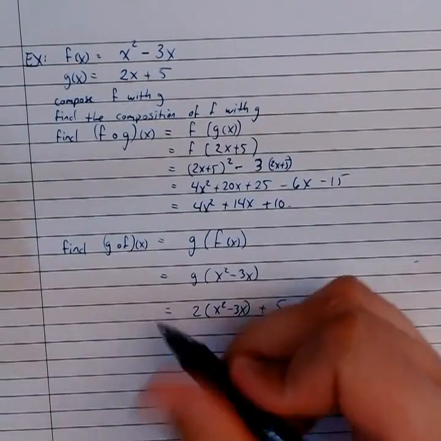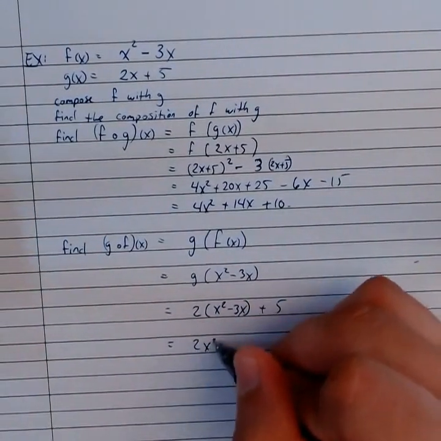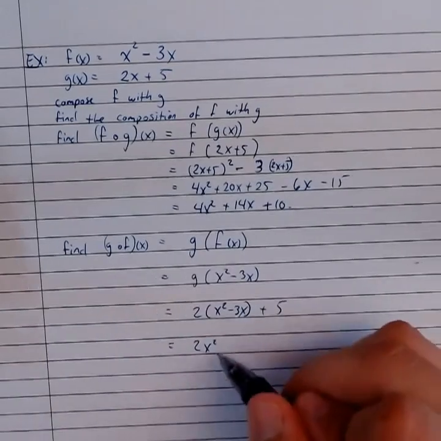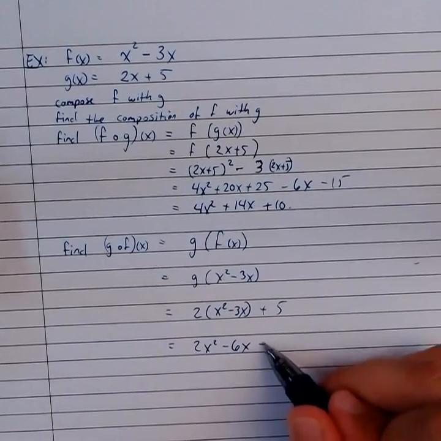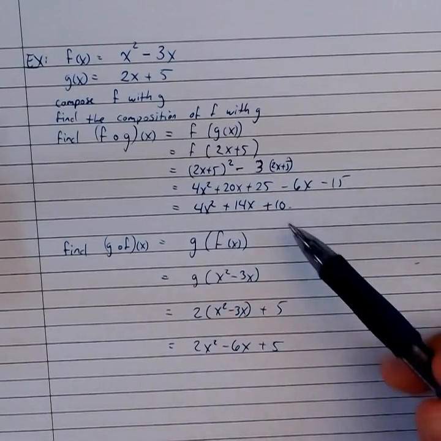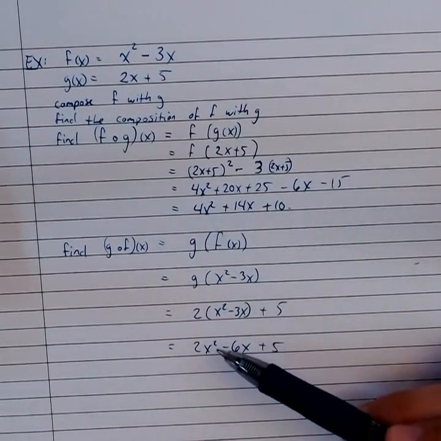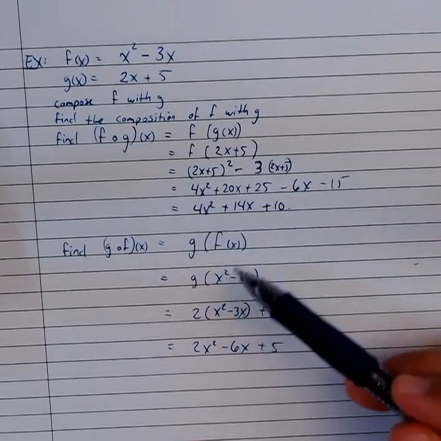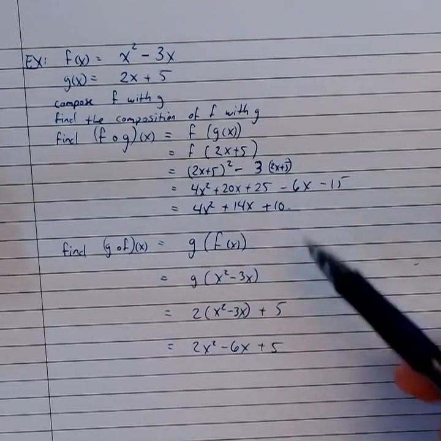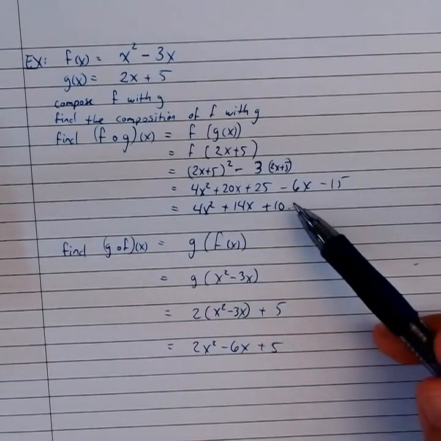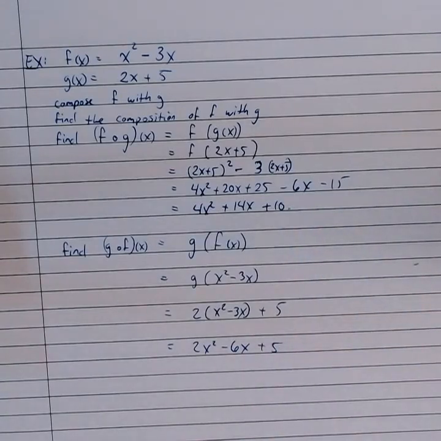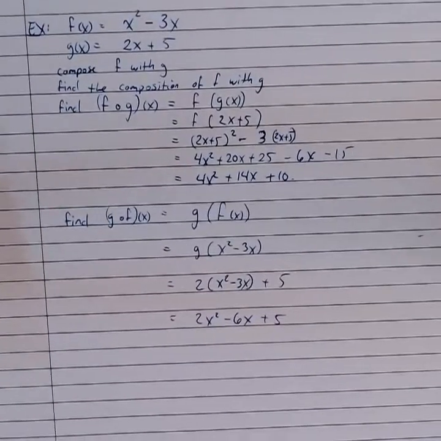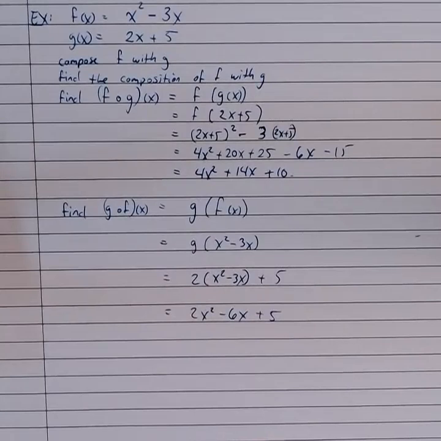2 times x squared is going to be 2x squared. 2 times negative 3x is negative 6x. And then don't forget your plus 5. And notice that both of these are quadratics, but they're definitely not the same. That's not to say they're going to be completely unrelated. It's unlikely that they're going to be totally different, but they definitely do not need to be the same. So be mindful of that. Composition, it does matter what order things are in. So make sure you do things in the correct order.